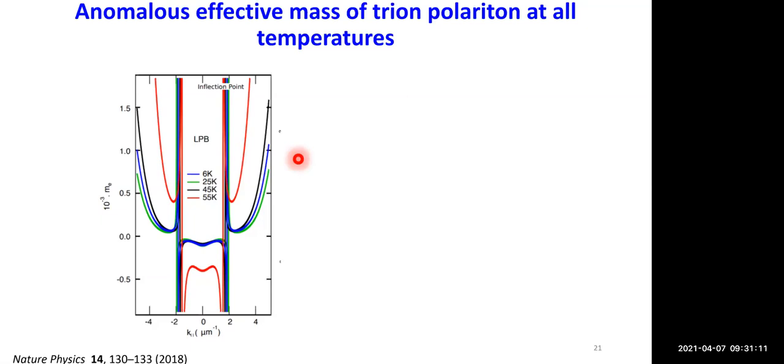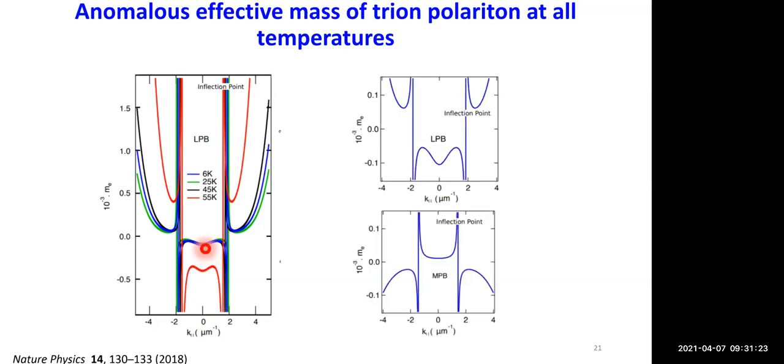And again, for the trion-polaritons, you can see that the effective mass is negative near the vicinity of zero in-plane momentum for all the temperatures that we have measured. Now if you compare the effective mass of the trion-polariton or your lower polariton branch with the middle polariton branch, you see that the effective mass is positive below the inflection point for the exciton and negative above it. But if you compare it with the behavior of this lower polariton, it is completely opposite, thereby producing this anomaly in the dispersion.